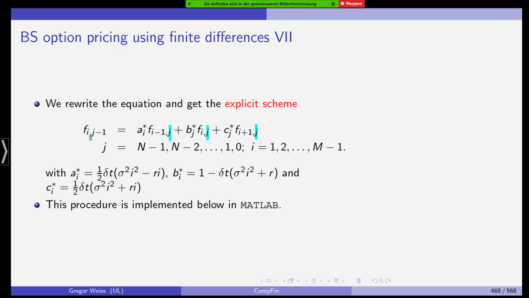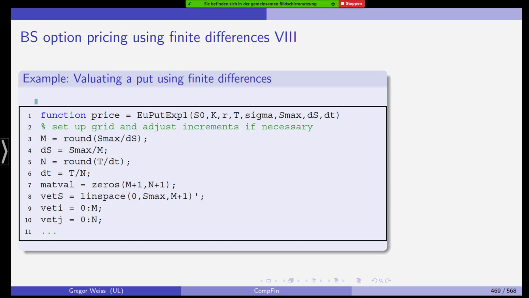So if you know j, you can calculate j minus 1. Then you go back in time, one more period, and again, and again, and again. This looks pretty much like what we've done before with the binomial and trinomial model. It's quite similar to that because, again, we're using a discrete lattice. So let's implement this in MATLAB. We call this European put explicit scheme.